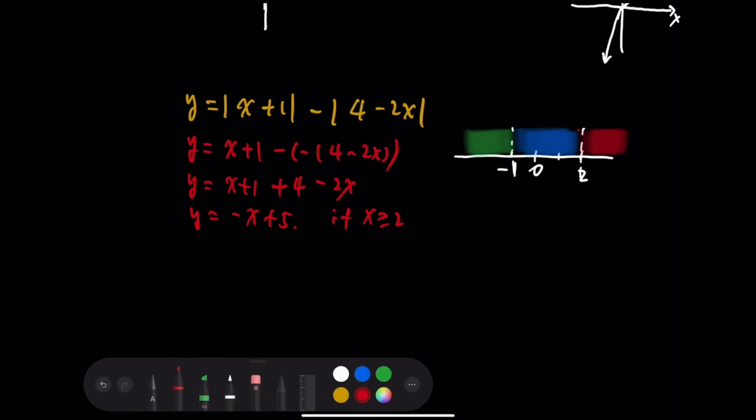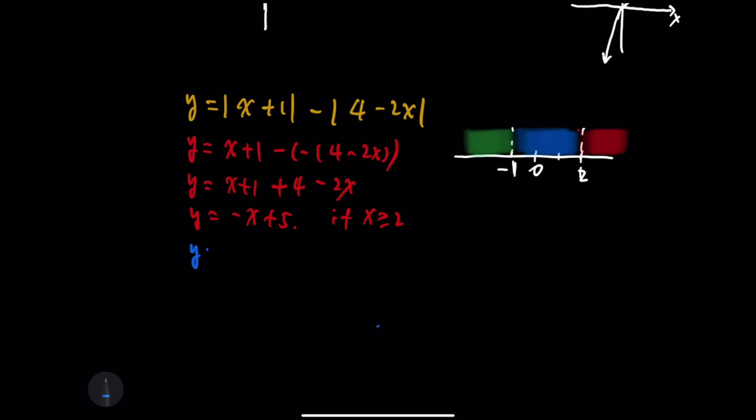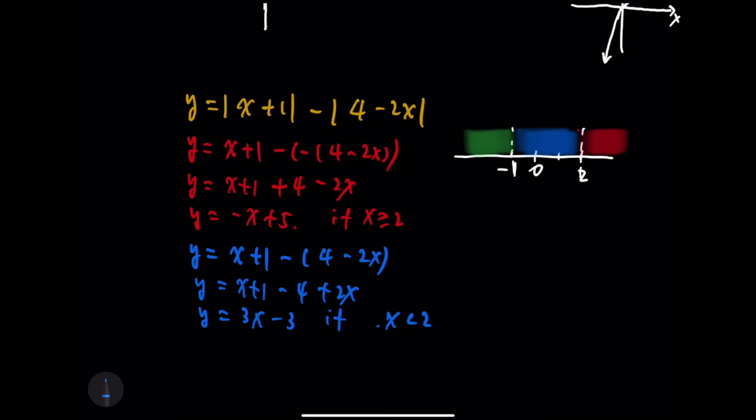Second piece, I'm going to do the blue. So y equals, when x is in between negative 1 and 2, let's say when x equals 0. So the first absolute value is still positive. And the second absolute value now becomes positive too. So I'm going to keep it as positive like this. So y equals x plus 1 minus 4 plus 2x. So y equals 3x minus 3. This is if x is in between negative 1 and 2. But of course, you can also keep the two negative, it will be the same, no problems.